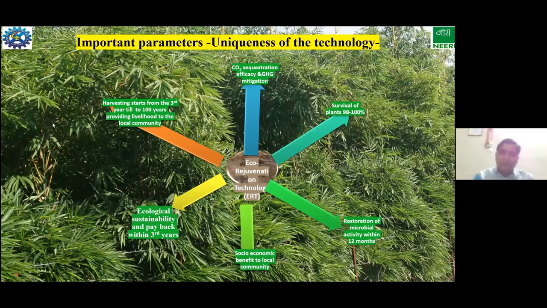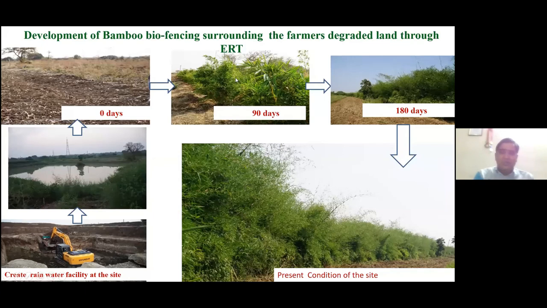This is the development of bamboo biofencing surrounding the farmers' degraded land through eco-regeneration technology. This is the farmer's degraded land. We have converted this degraded land in the surrounding area into a green fencing, a bio-green fencing. Just you can see the present conditions of the farmers' degraded lands.